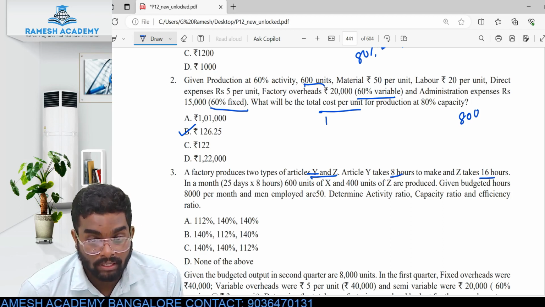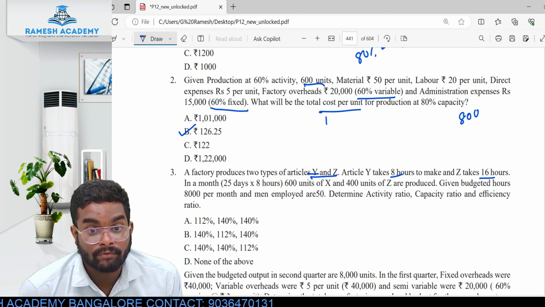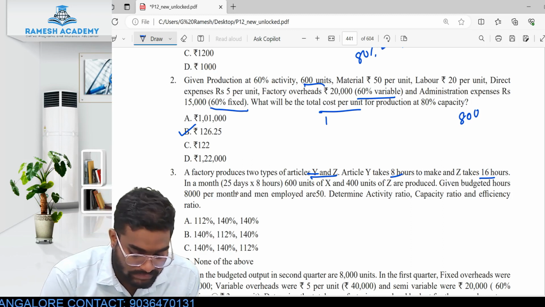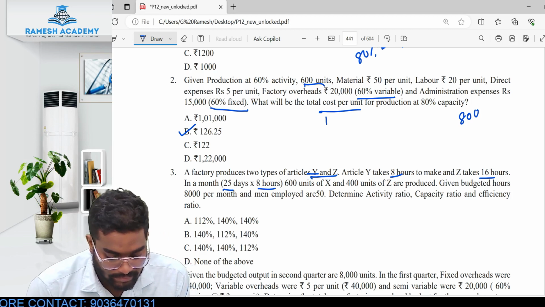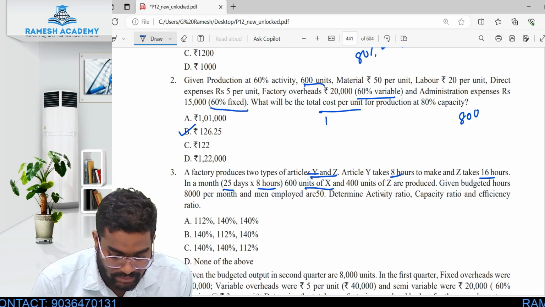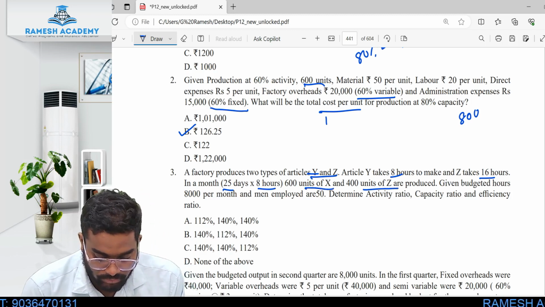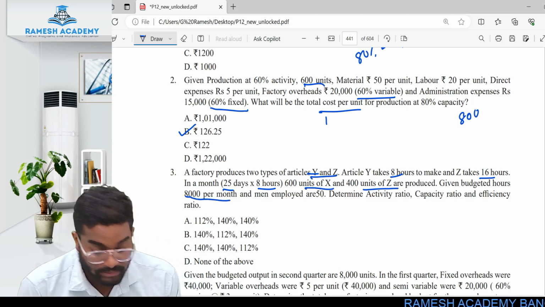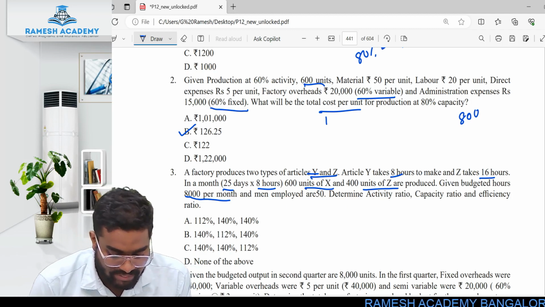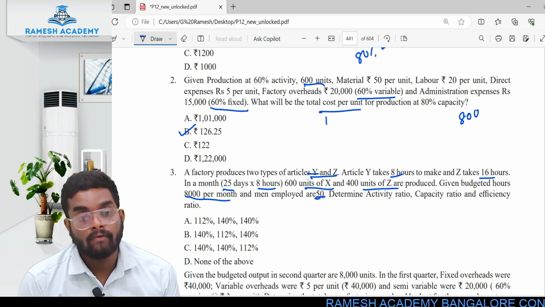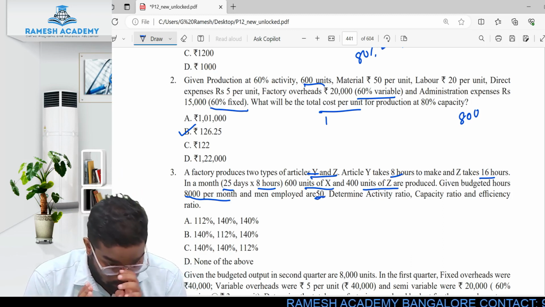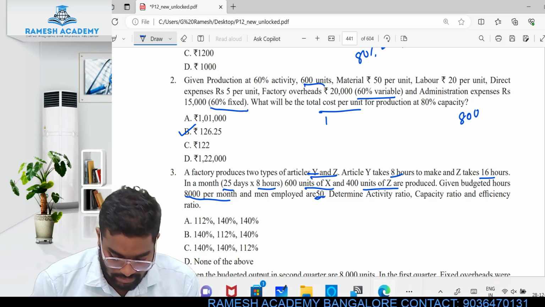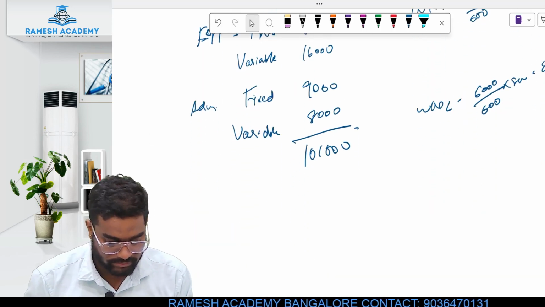So for producing one article of Y, it is taking 8 hours, and for producing one unit of Z, it is taking 16 hours. In a month, that is 25 days into 8 hours per day, 600 units of X and 400 units of Z were produced. Given budgeted hours is 8,000 hours per month, and men employed are 50. Now first we will calculate the standard hours; budgeted hours they have given, and we have to calculate the actual hours. So we will calculate that first.